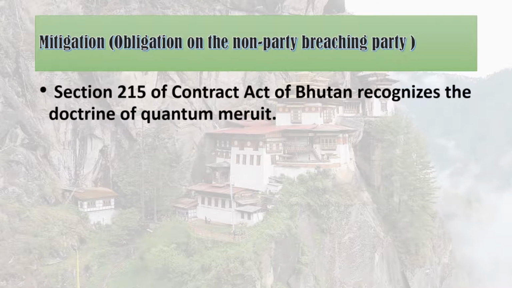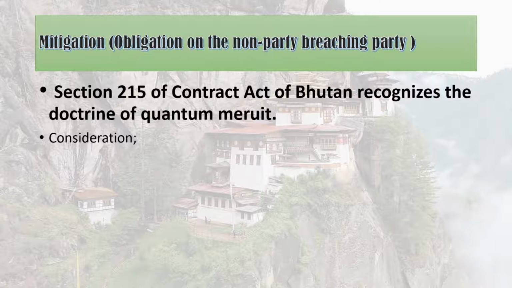So under Section 215 of the Contract Act of Bhutan, this section recognizes the doctrine of quantum merit, and this section states that the non-breaching party shall have the right, instead of claiming damages, to make a claim on the basis of quantum merit, that is, for payment of a reasonable sum for obligation discharged, or for the value of supplies made, work done, or service rendered by him under the contract. So in this case, there has to be a contract under Section 205. If there is no contract, then it literally doesn't operate.